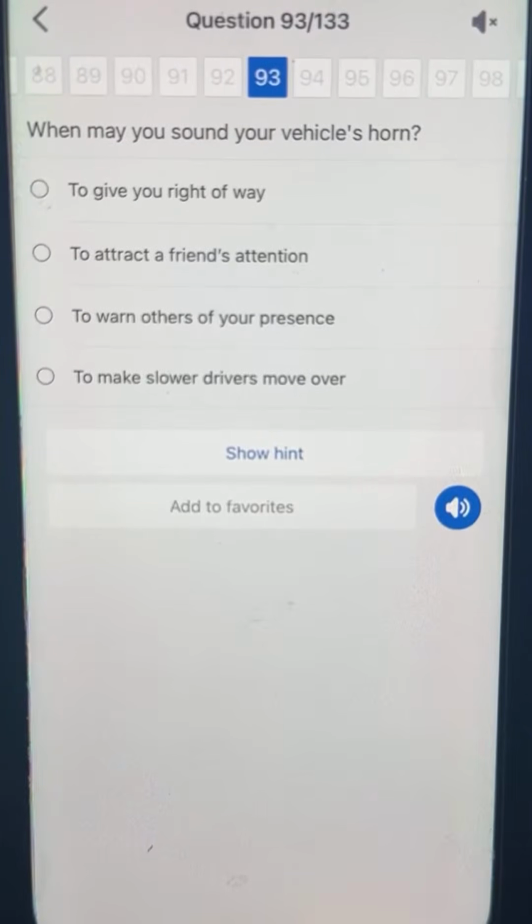This is what we call vulnerable road user. Bicycles are more at risk, really.